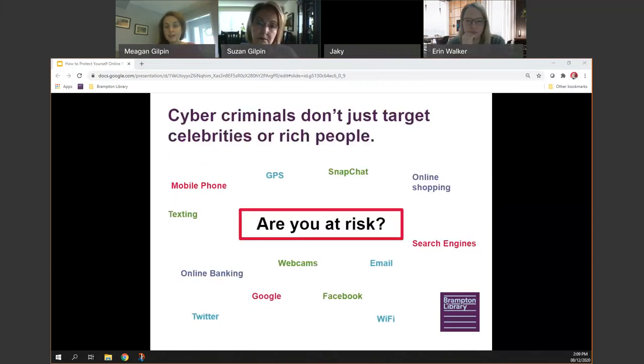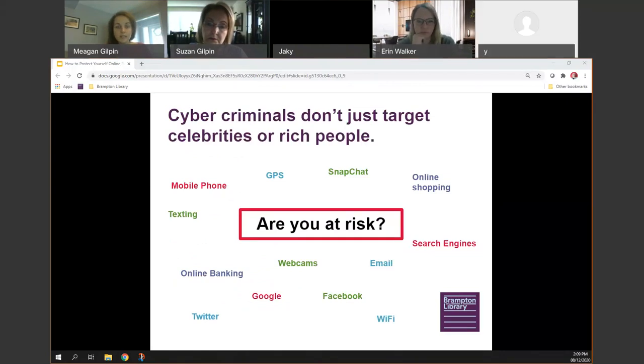Cyber criminals don't just target celebrities or rich people. And it's not necessarily a single person sitting behind a computer screen either. Sometimes large companies collect your information without your knowledge, and they might use that to make money. Erin's going to talk about that a little bit more later on. For example, if you use any of the things listed on this slide, you may have had your information stolen, your privacy violated, or your device used in ways that you would not agree to had you been aware of all of that fine print.